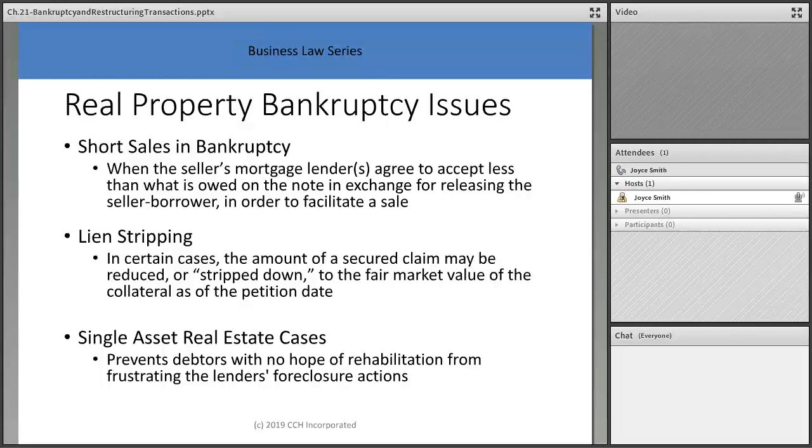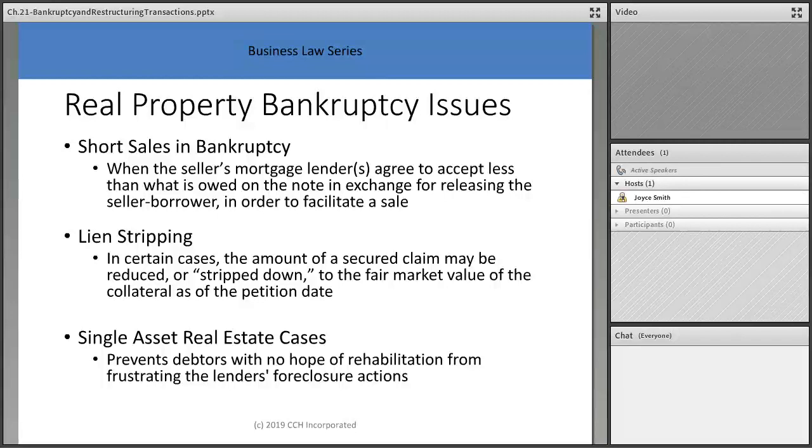So there's also something called lien stripping. In certain cases, the amount of the secured claim may be reduced or stripped down to the fair market value of the collateral as of the petition date. That's something you're going to want to have an attorney help you out with. Like I said, there are plenty of bankruptcy attorneys. It's a whole line of legal practice that can help you or a client through this process if they have to go through it.